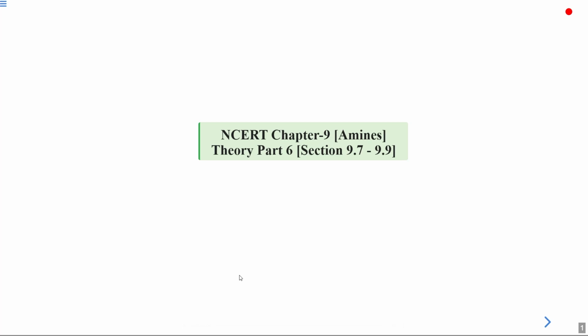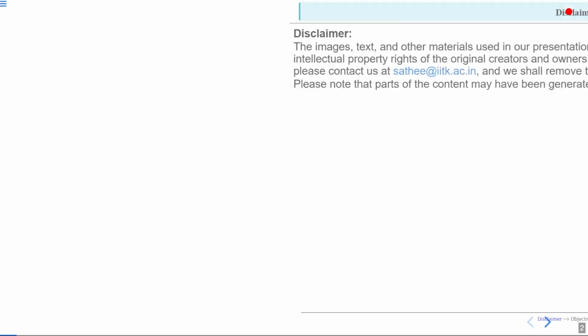Welcome, students. So, let's continue our NCERT Chapter 9, which is amines. And today we are going to see Theory Part 6. And we are going to cover sections 9.7 to 9.9.